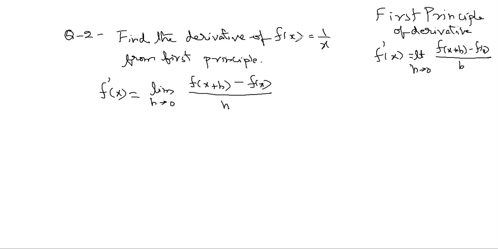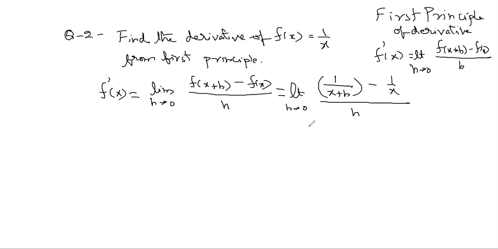And as per the definition, f(x + h) will be 1 upon x plus h. So you can write now limit h tending to 0, 1 by x plus h, according to the formula of the function, minus 1 by x, and whole divided by h. This you have to solve and find.